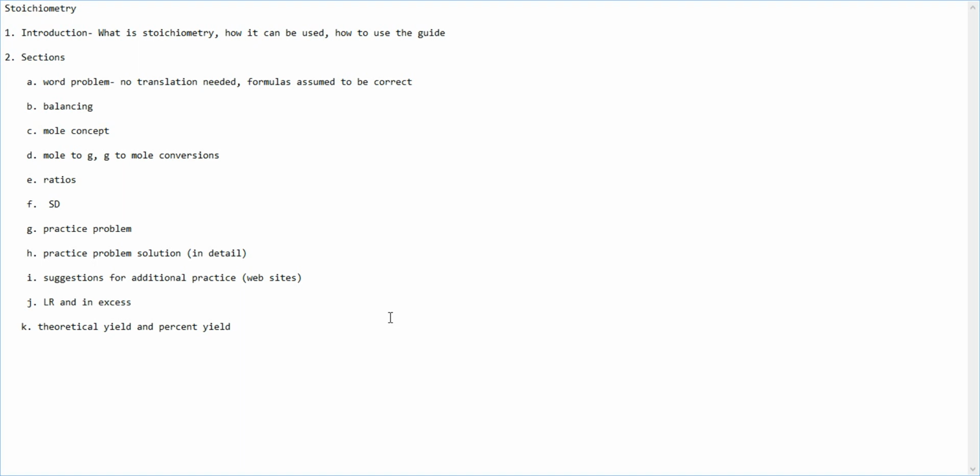moles. We're also going to be talking about ratios, significant digits, and we're also going to give you some suggestions for websites to look at if you need any extra help. And towards the end, we're going to be talking about limiting reagent and excess, along with theoretical yield and percent yield.